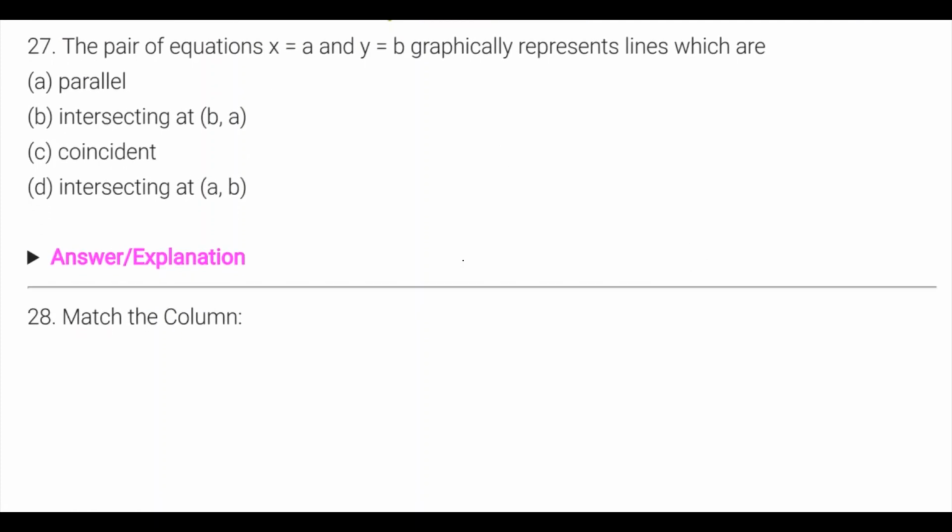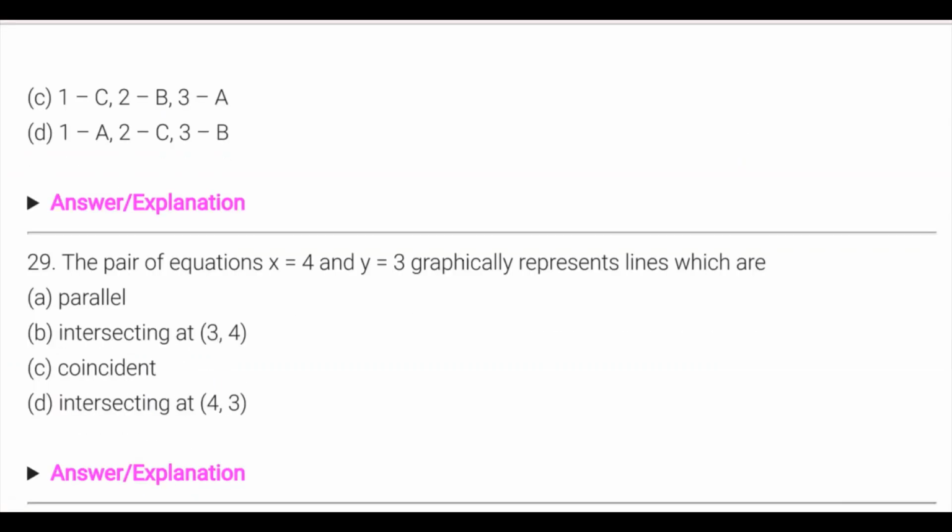Twenty-seventh question. The pair of equations x equals a and y equals b graphically represents lines which are intersecting at (a, b). This question just disappeared from here. We'll go to the next, 29th.